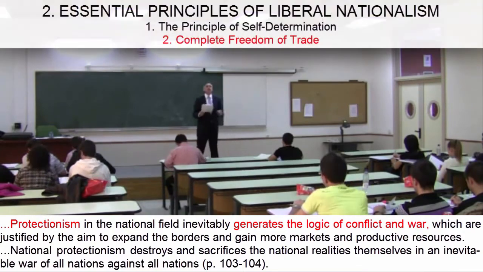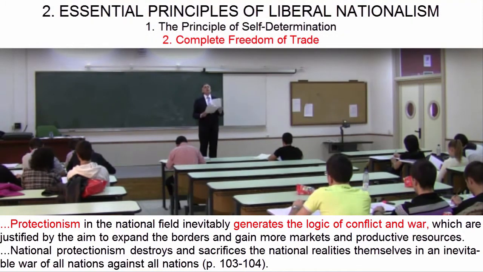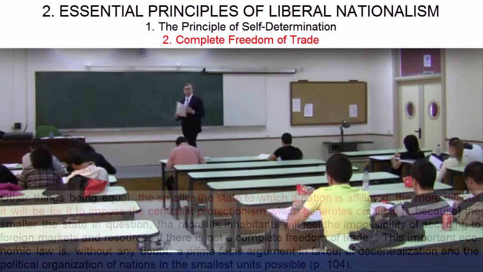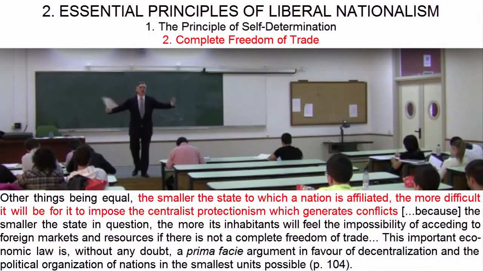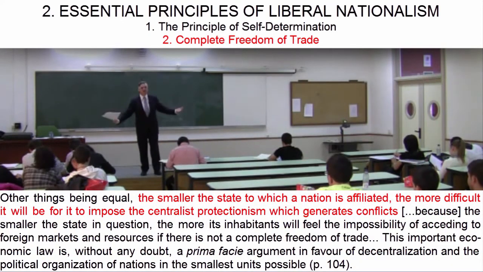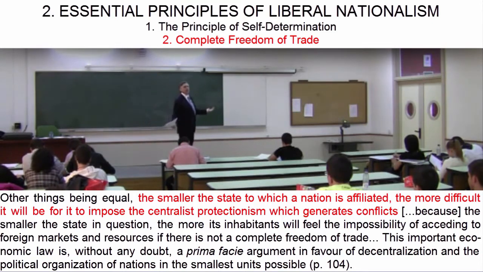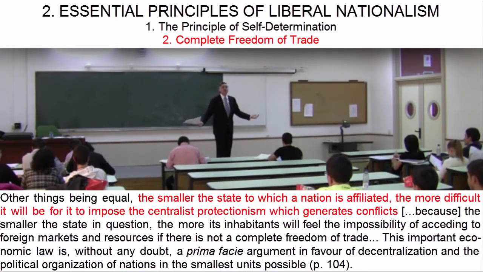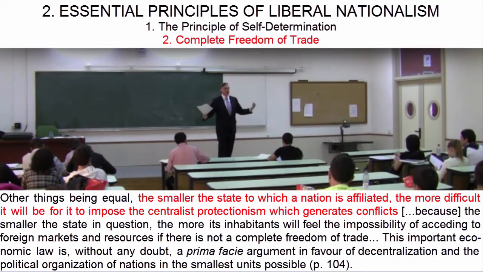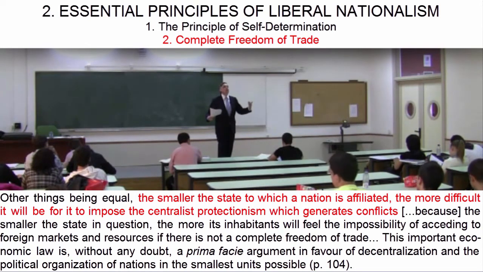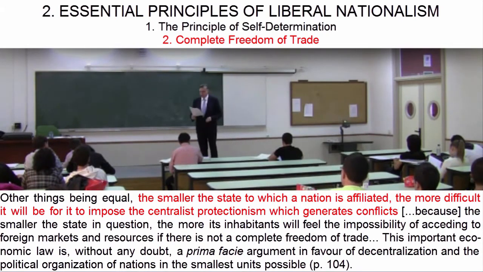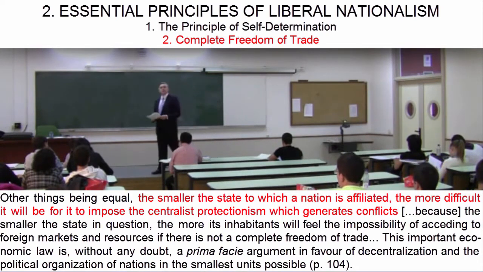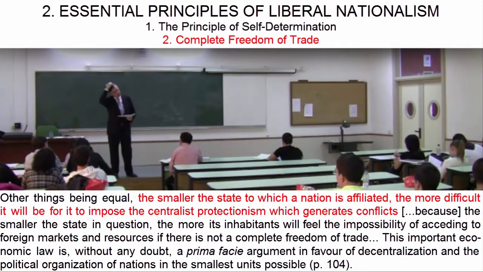Moreover, there is an important economic law I would like you all to have a clear grasp of. Other things being equal, when a nation is part of a small political state, it is much more difficult for the state to impose centralist and conflict-generating protectionism. And the smaller the state, the more difficult it is. Think of a very small state like Monaco, or a small state like Greece, for instance. Such a state cannot raise its borders, because the state is small, and thus its territory is small. It has very few resources, and people would die of hunger.